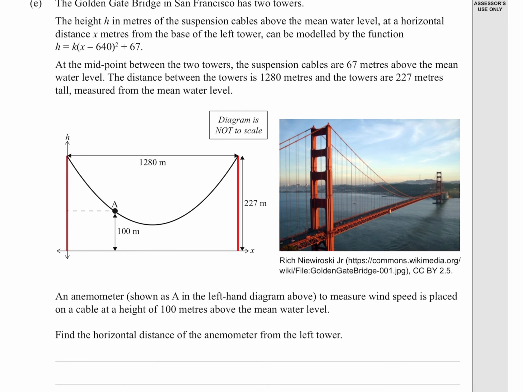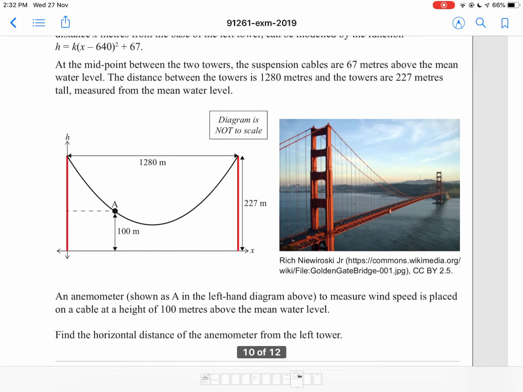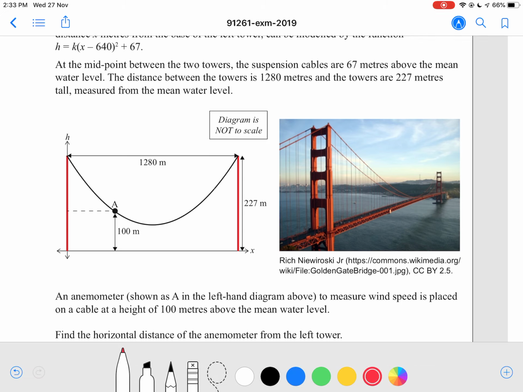Okay, that's pretty hard to pronounce. An anemometer is shown as A in the left-hand diagram above to measure the wind speed, and is placed on a cable of height 100 meters above the mean water level. Find the horizontal distance from the anemometer from the left tower. So we want this distance x.